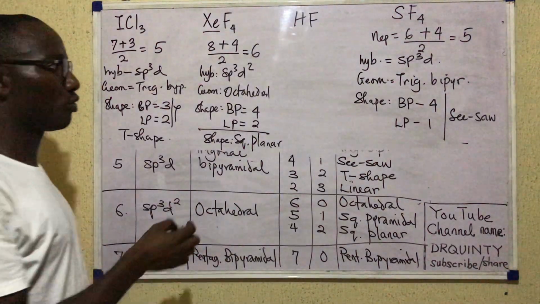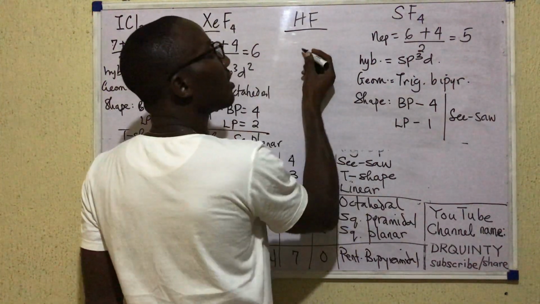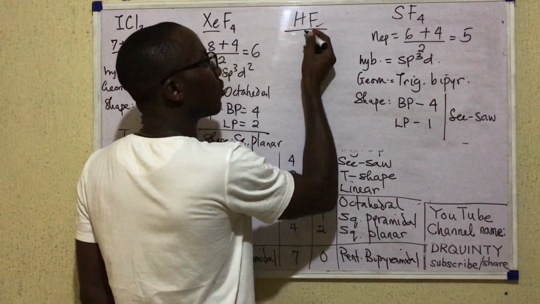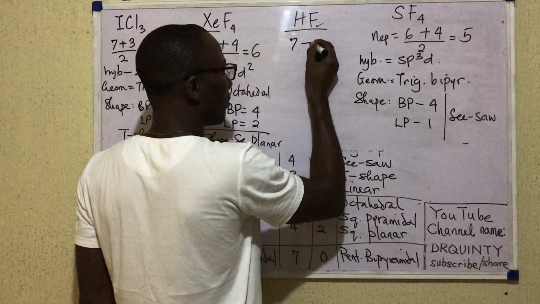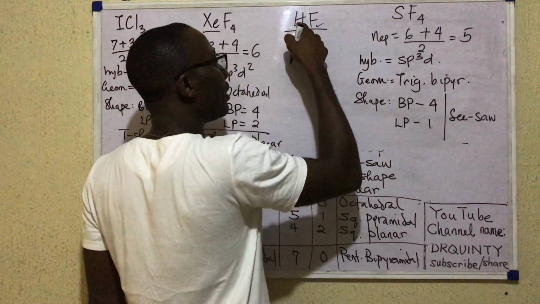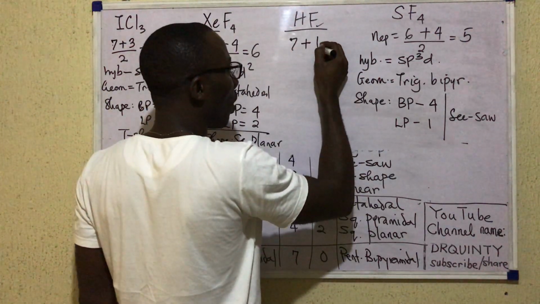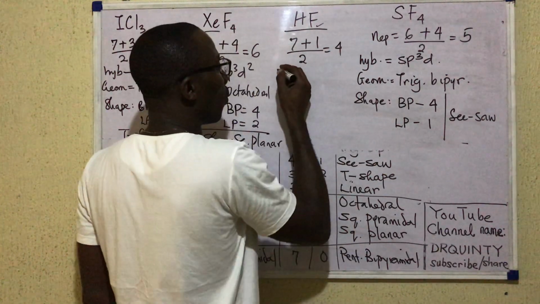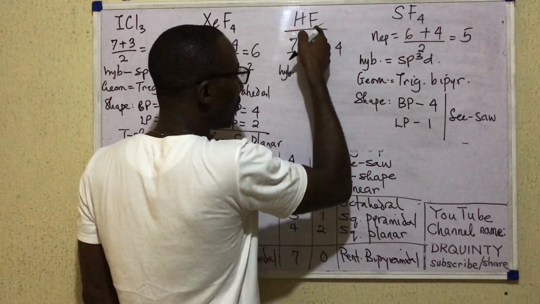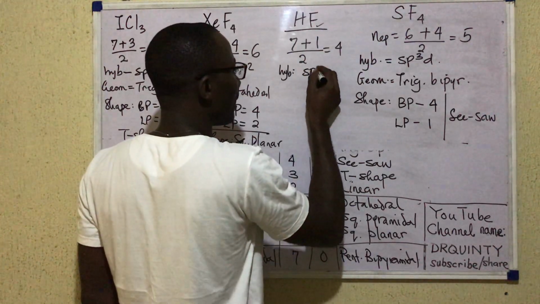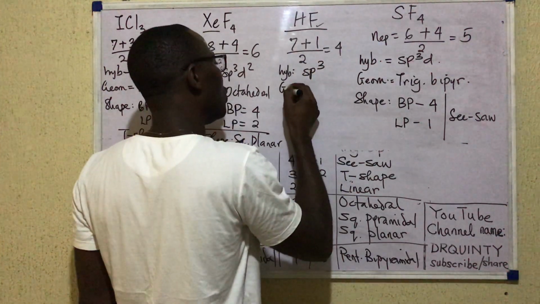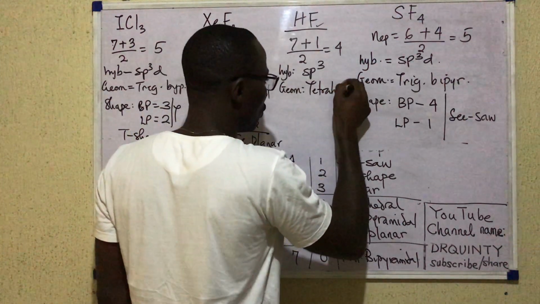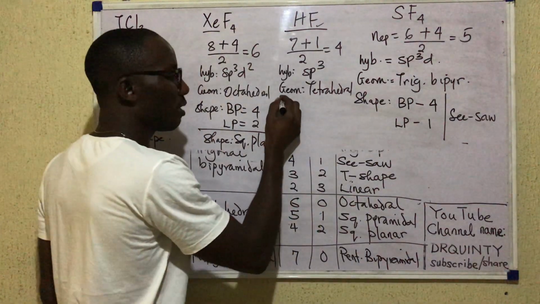And let me quickly go through this. Hydrogen fluoride. The central atom here is fluorine. It's bigger than hydrogen. So fluorine has 7 electrons around itself plus hydrogen, univalent, just 1, making 8, divide 2, that gives us 4. So what is the hybridization in fluorine here? We say it is sp3. What's the geometry of HF? Yes, it is tetrahedral.